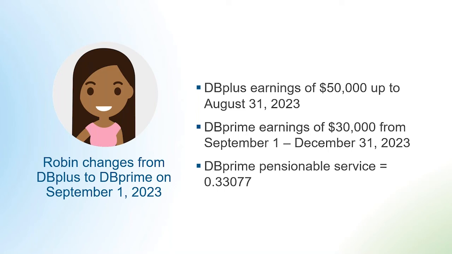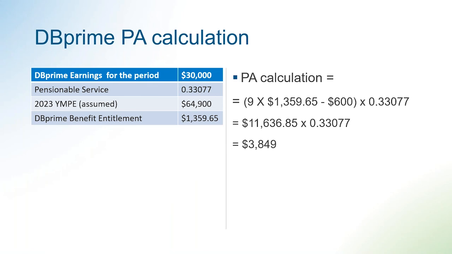Let's look at an example. This is Robin. Robin changes plan designs from DB Plus to DB Prime on September 1st, 2023. The member's DB Plus earnings are $50,000 and DB Prime earnings are $30,000. The DB Prime pensionable service is 0.33077. The DB Prime PA calculation follows the current formula, and the PA is $3,849.